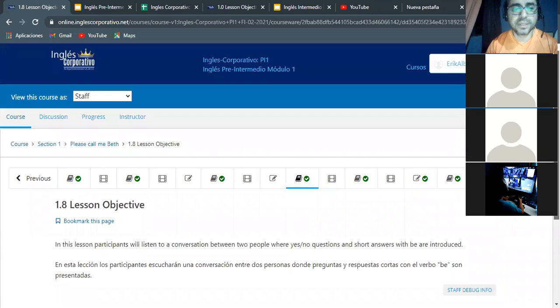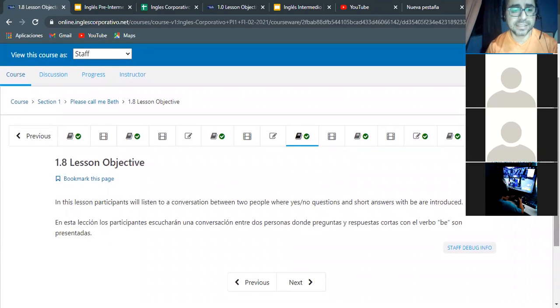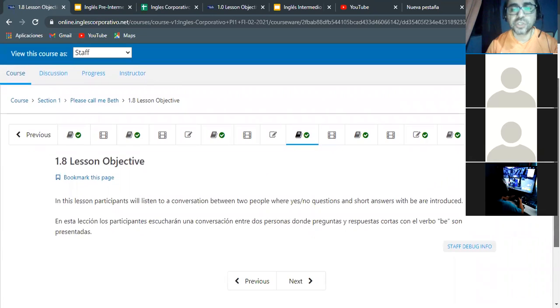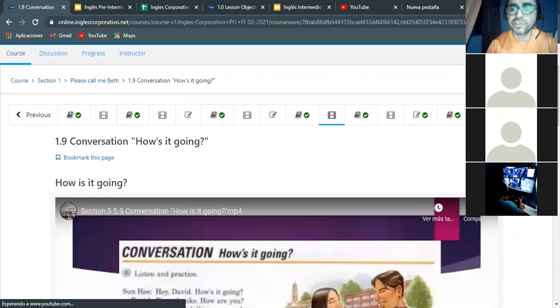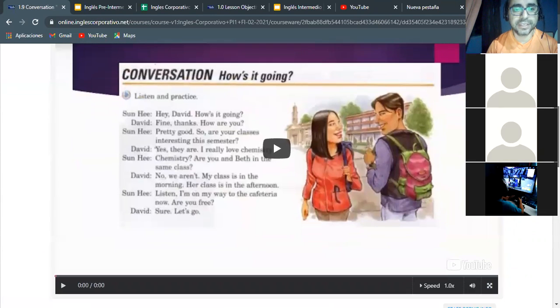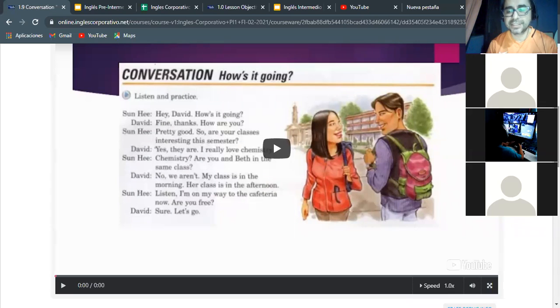Then we move to the 1.8 lesson objective. That is, in this lesson, participants will listen to a conversation between two people where yes/no questions and short answers will be introduced. So we have the how's it going conversation, right? That is over here. Let's practice this one, okay? Let's see how it goes. Who wants to do the role play with me? A volunteer to do the conversation? Okay, perfect. So let's do it.